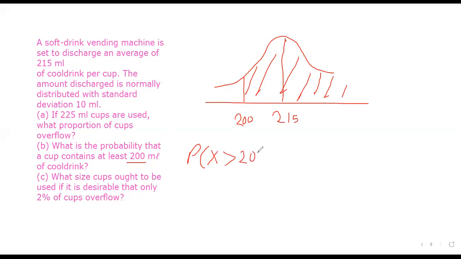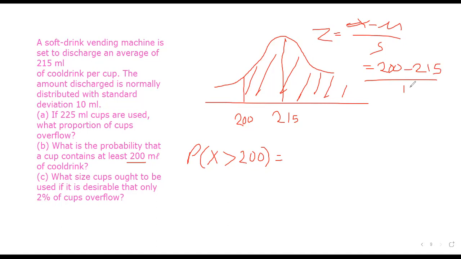200, right? Step 1, illustrate. Step 2, shade. Step 3, standardize. So what are we going to standardize? X minus mu over standard deviation. So we're going to have 200 minus what? 215 over what? Over 10. What are we going to have? It will be 15 over 10, which is negative 1.5. The negative just shows you that you're on the left side of what? Of 0.